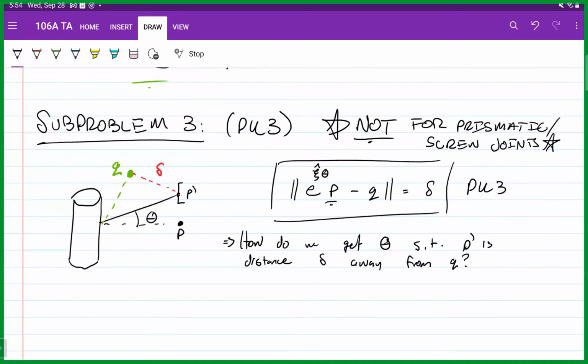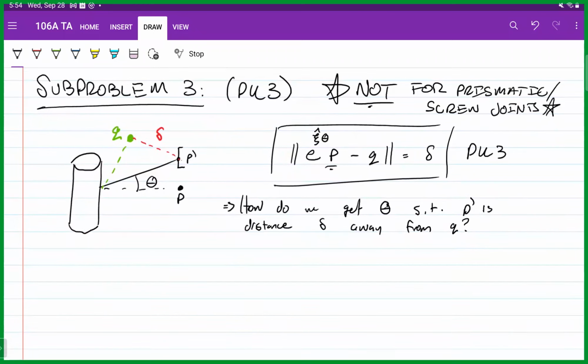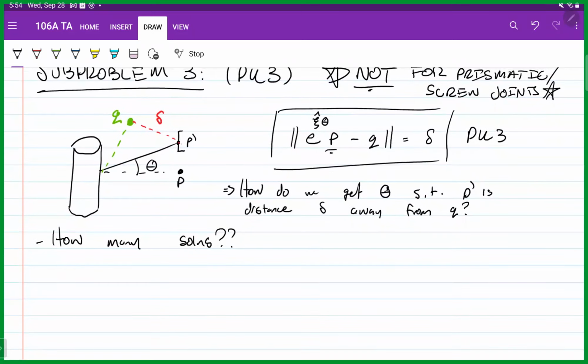So in general here, what we're doing is we're giving it this point, we're giving it this other point. We want to make sure that we're a certain distance away from it. How do we make that happen with our choice of angle? So that's what subproblem 3 is. Now, how many solutions does this have? Well, let's take a top-down view of this once again, and we'll see if we can figure out what's going on with the number of solutions in this case here.